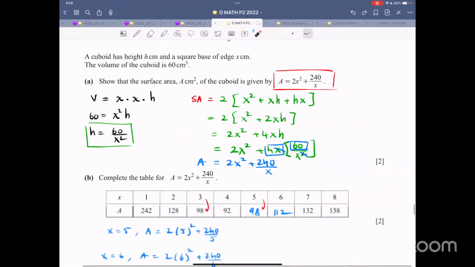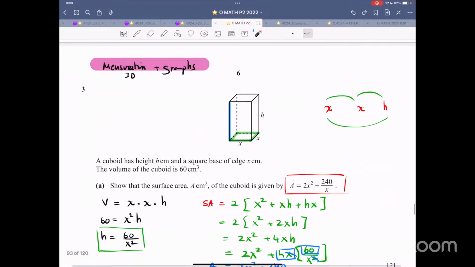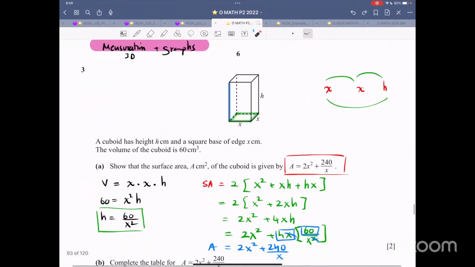Let me explain another graph question for one of my favorite students. Over here, it says mensuration and graph. A cuboid has a height h and a square base of side x. So x squared into h, that is the volume.